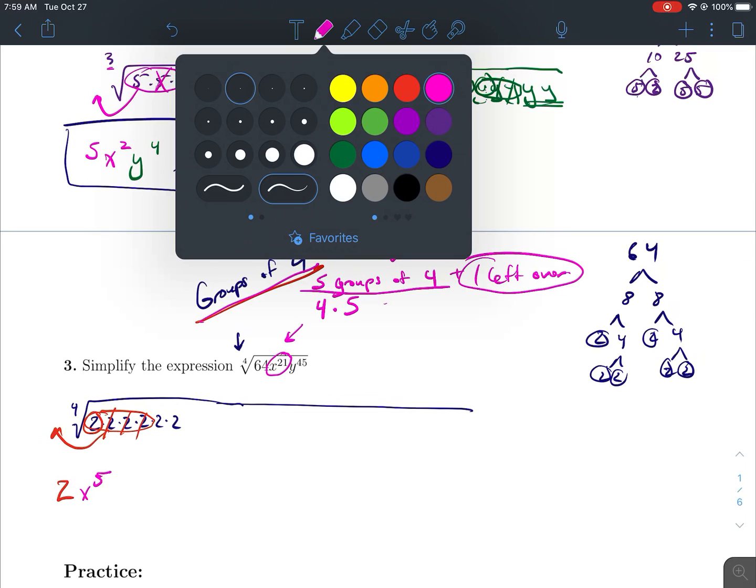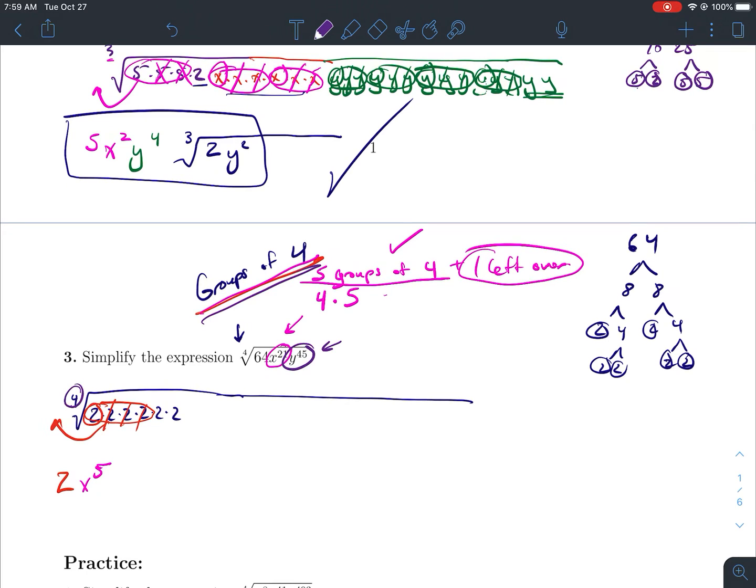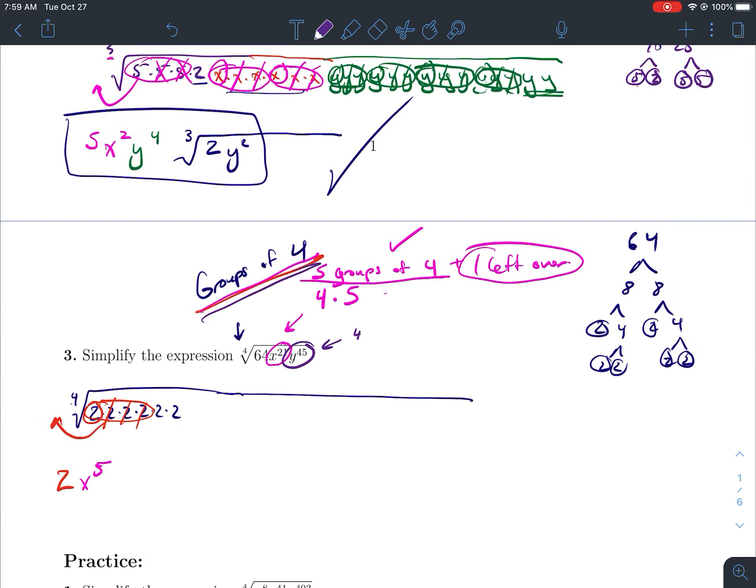All right, now here we've got y to the 45th power. So how many groups of 4 can we make with that? And we want groups of 4 because this was a 4th root. Well, we can certainly make 10. If we had 10 groups, that'd be 4 times 10 is 40. Can we make an 11th group? I think we can.